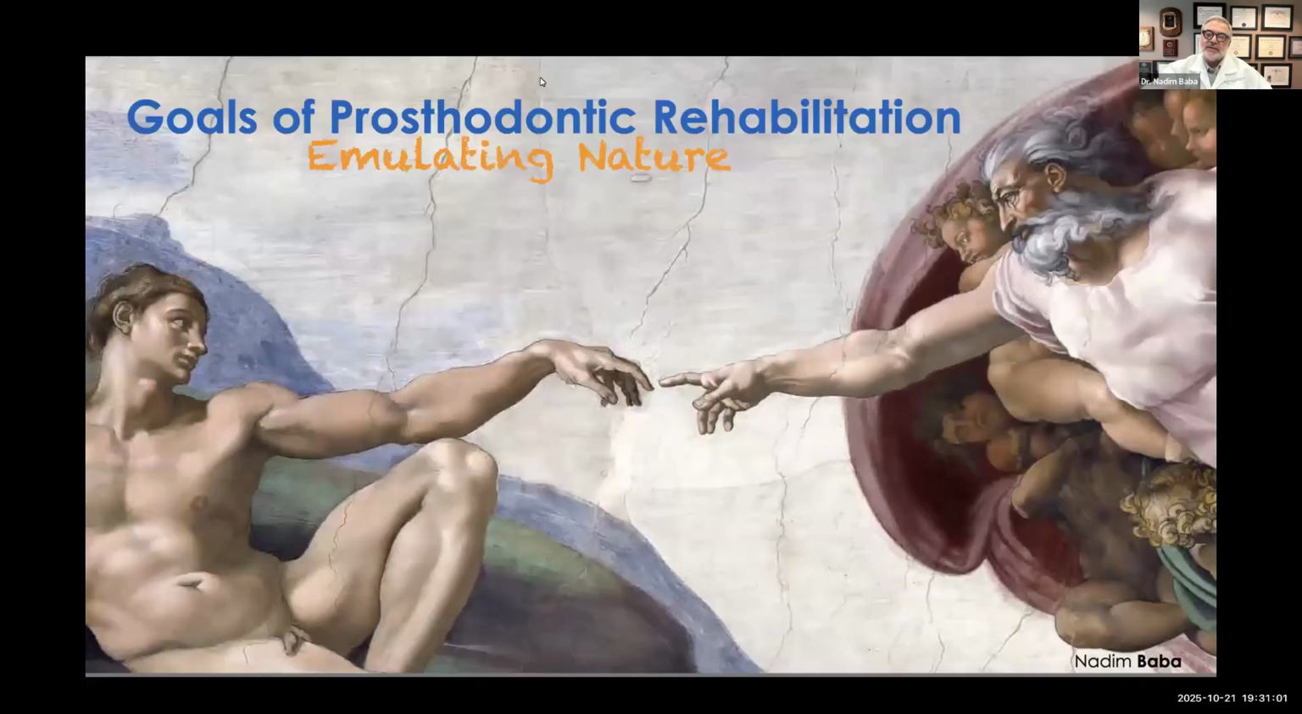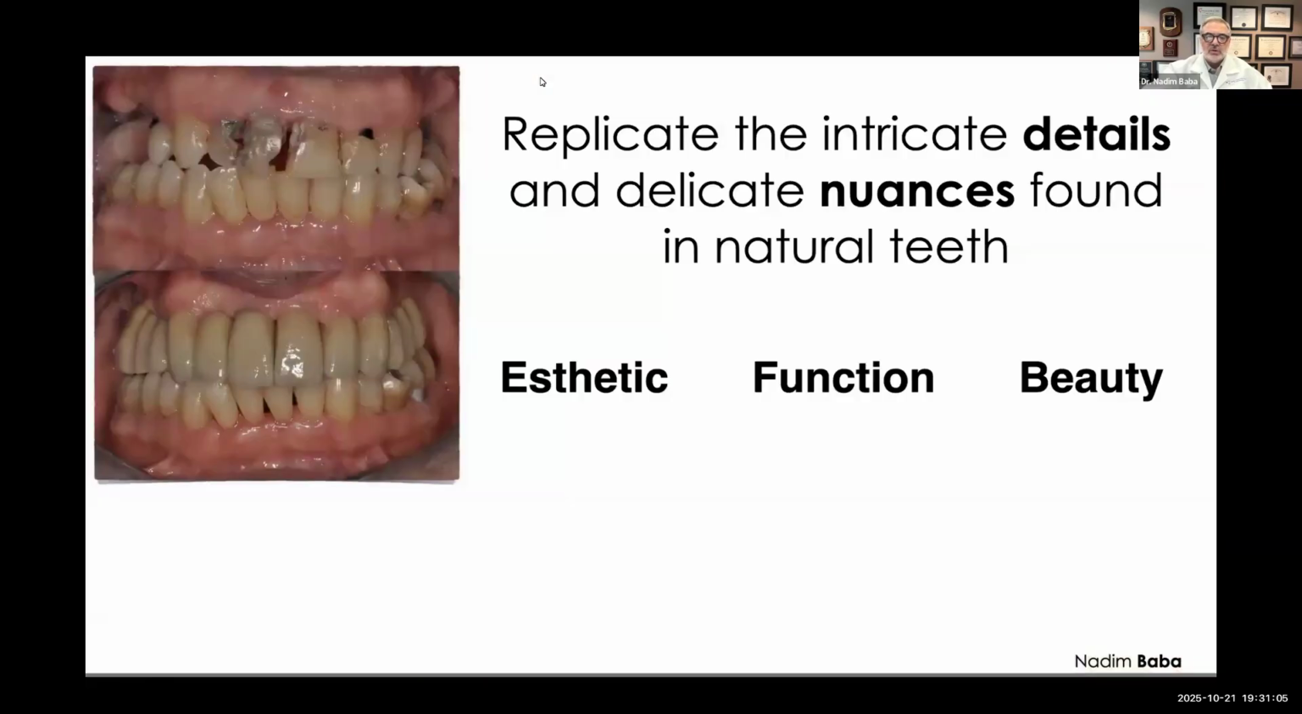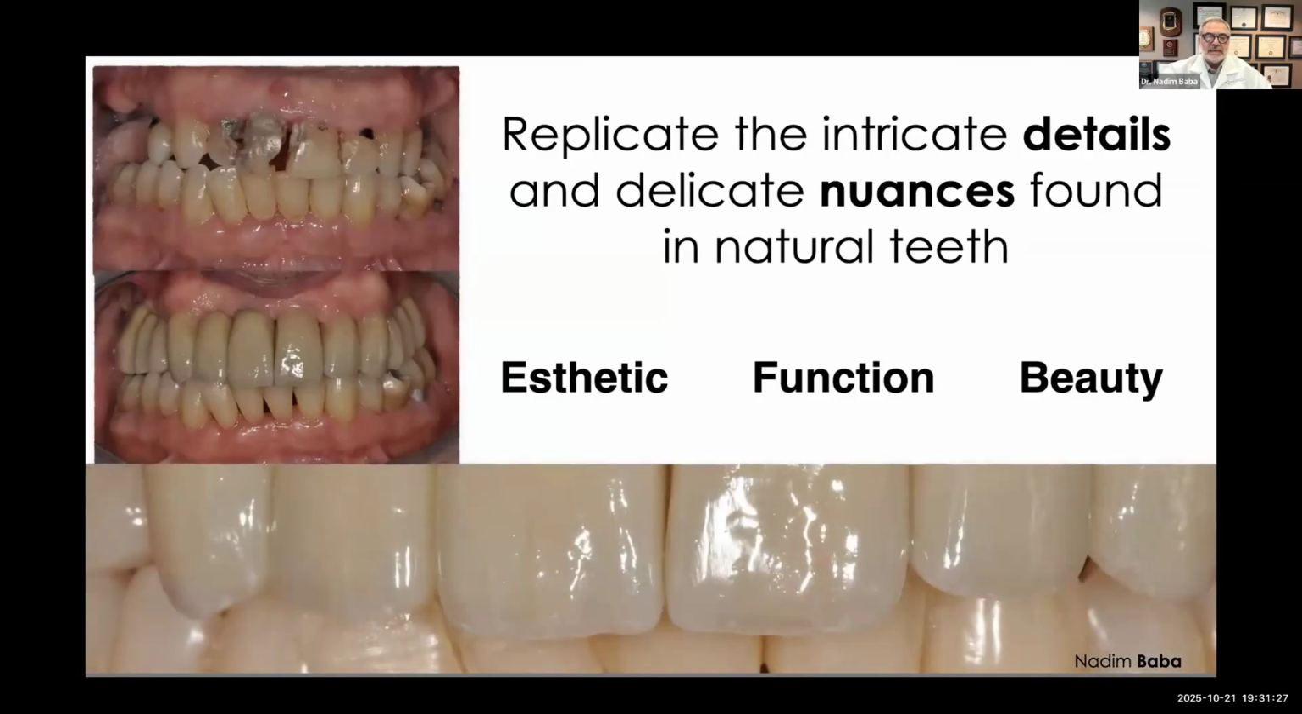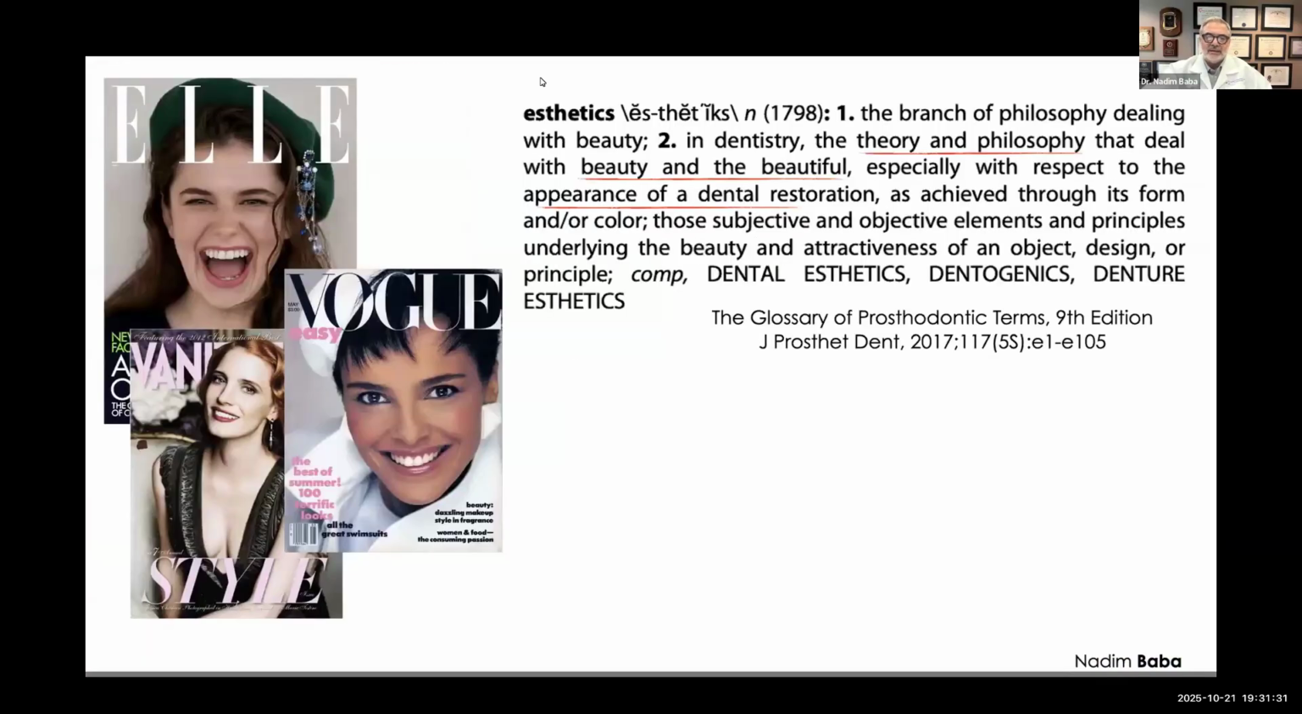The goal of prosthodontic rehabilitation is to emulate nature. So what we're trying to do is to replicate the intricate details and the delicate nuances found in natural teeth. And basically what you're looking to do is to get the teeth back to the aesthetic shape. You want the function to be restored and you want everything to look beautiful. So this can't really be just by chance, it's by design.